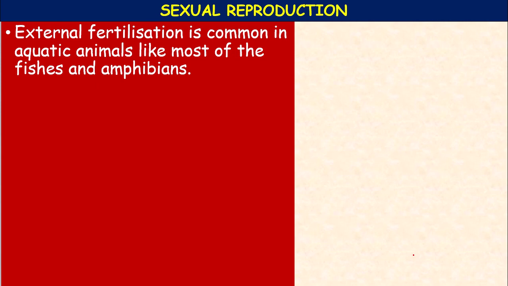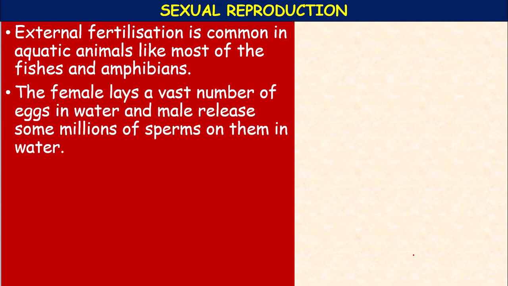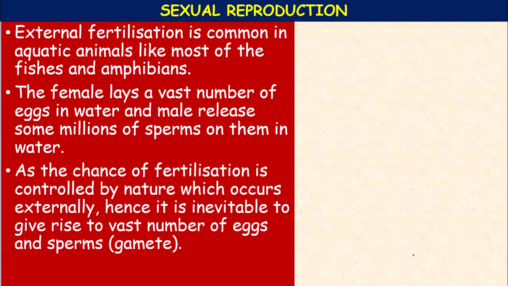Okay, external fertilization is most common in aquatic animals like most of the fishes and amphibians. The female lays a vast number of eggs in water and the male releases millions of sperms on them. The water acts as a medium for the movement of these male gametes to reach the female gametes. As the chance of fertilization is controlled by nature, which occurs externally, it is inevitable to give rise to a vast number of eggs and sperms, that is the gametes.